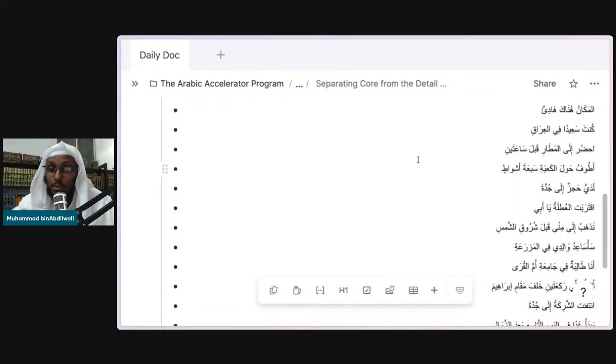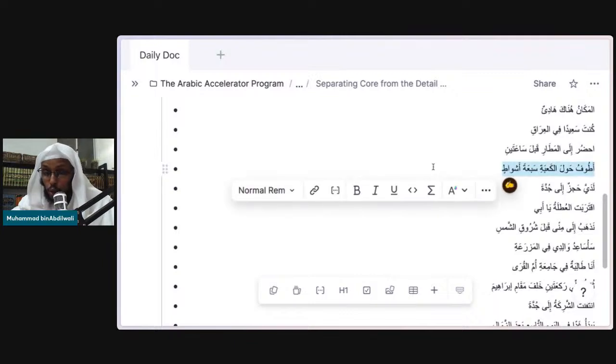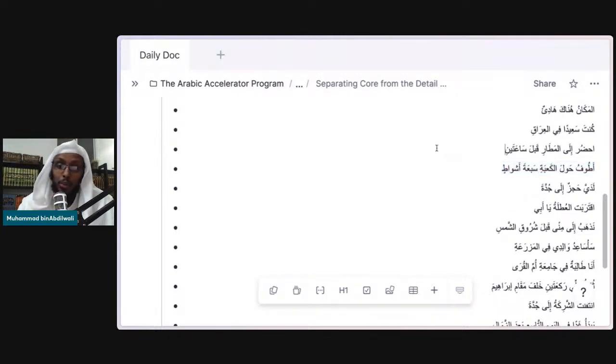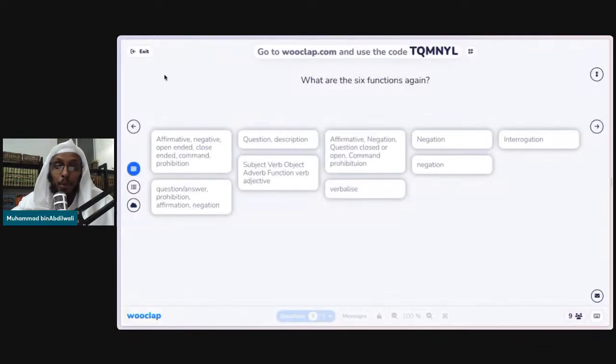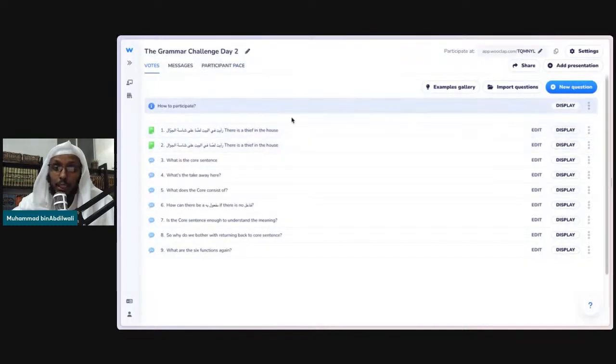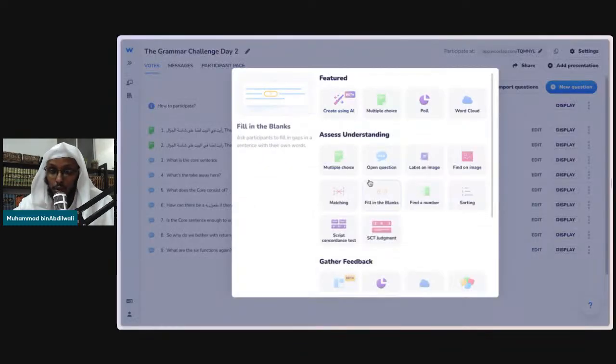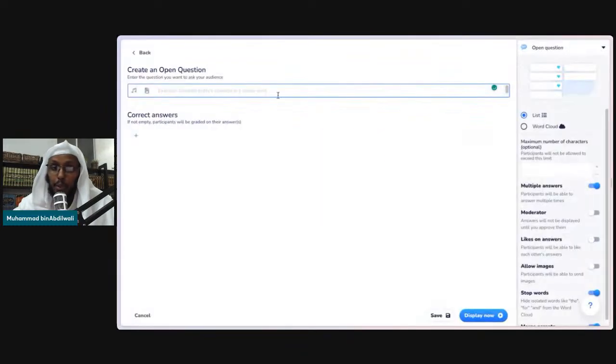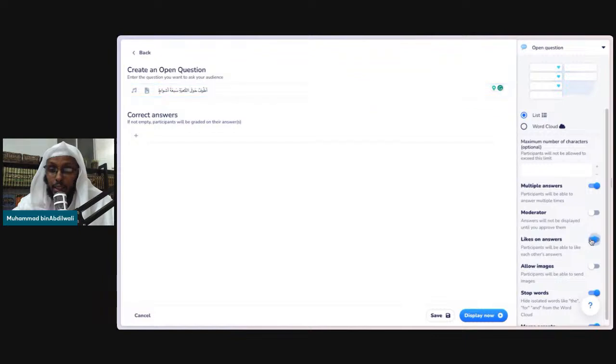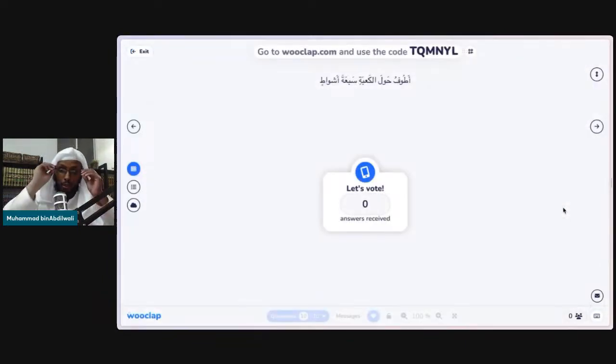But first, let's start with this: أطوف حول الكعبة 7 أشواط. What I want you to do, very simply, is extract the core. How do you extract the core? Just copy and paste 3 words or 2 words, depending on what you think is the core, or type them out if you like, and put them in the correct order.